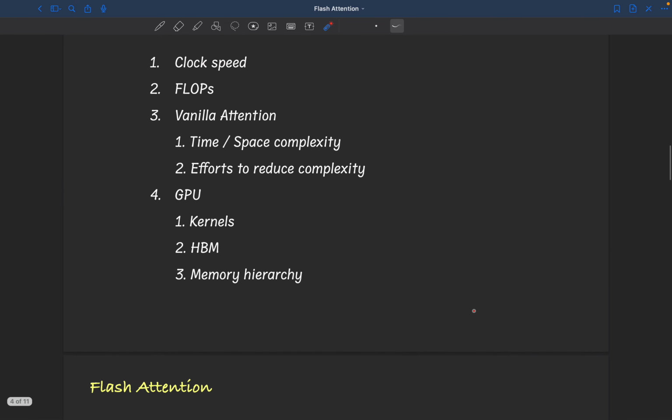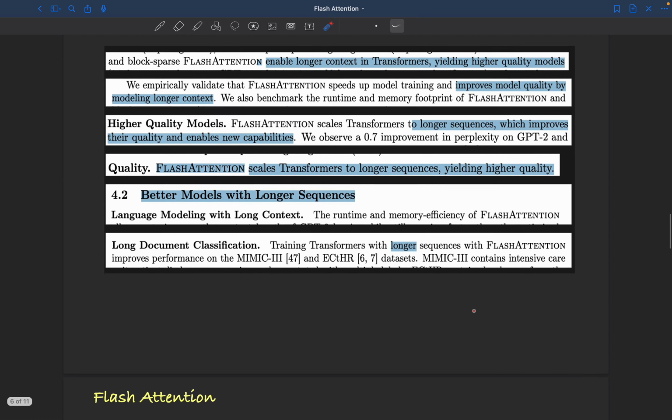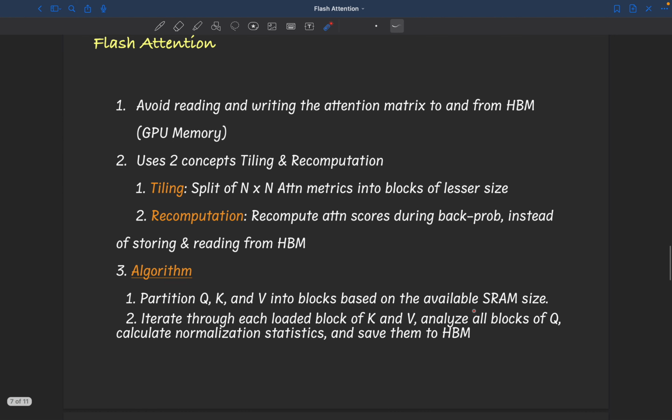So this is with respect to Flash Attention, and there are various benefits as well. In short, it mainly uses two concepts: one is tiling, and the other is recomputation. Tiling means each token in a transformer has three matrices Q, K, V, and these are big matrices. Instead of reading all three matrices from HBM memory to the tensor core, why don't we split them into chunks and read one by one? That's what is called tiling, in short.